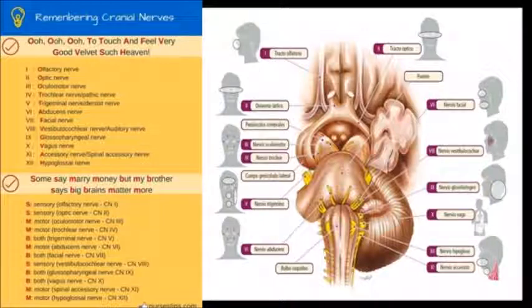There are 12 pairs, one for each side, and they are marked here in yellow. These are the cranial nerves. We call them in Spanish pares craneales or nervios craneales. Why are they here? Because most of them are related to the senses.